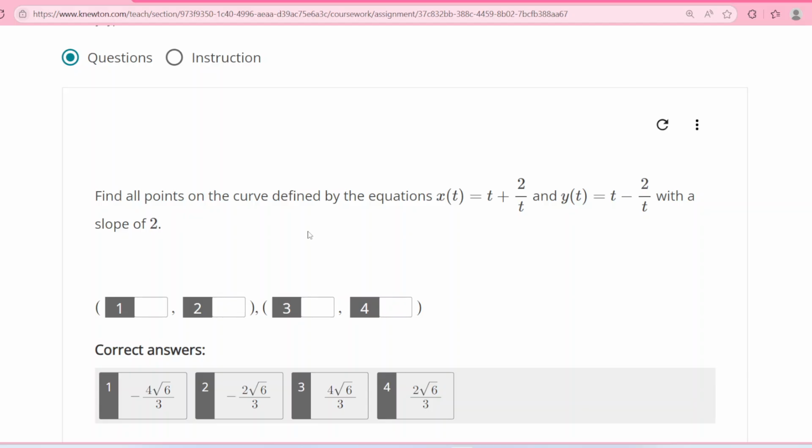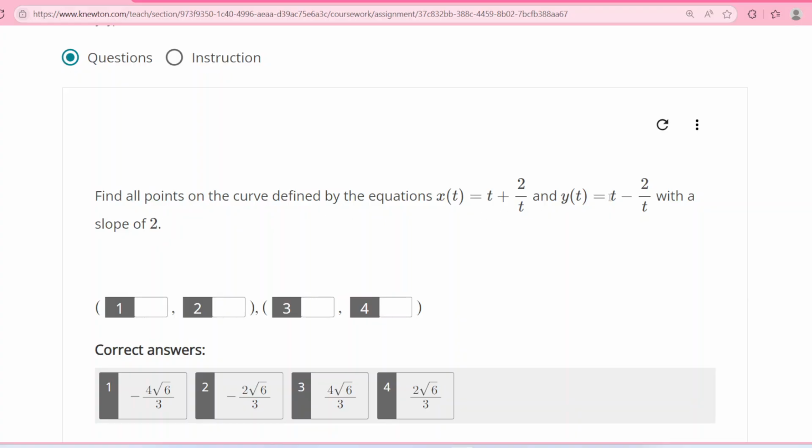All right, so in this question related to this objective, we are asked to find all points on the curve defined by the equations x of t equals t plus 2 over t and y of t equals t minus 2 over t with a slope of 2.